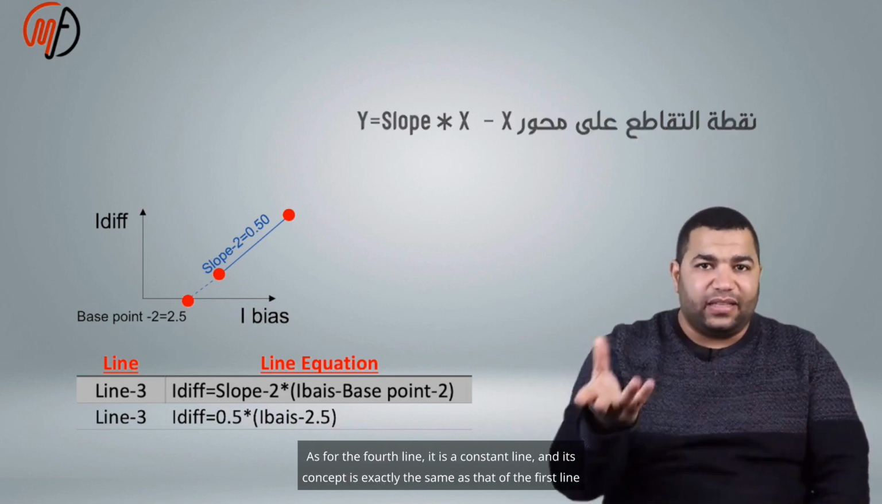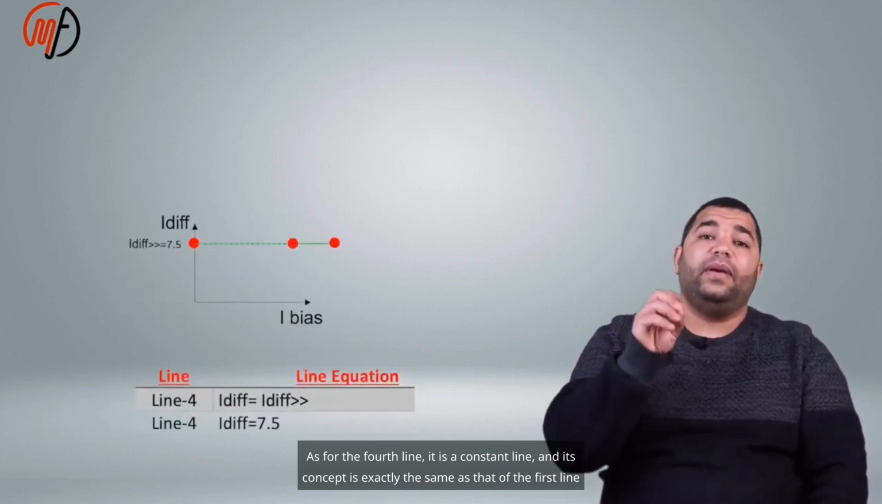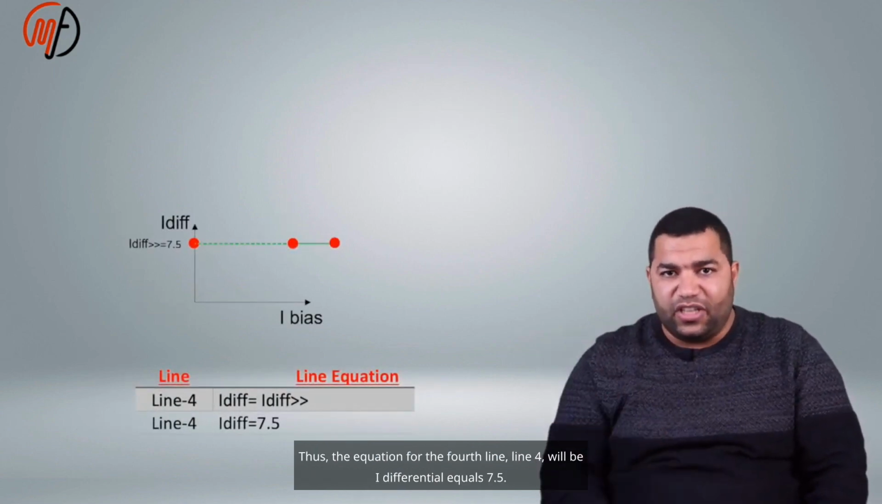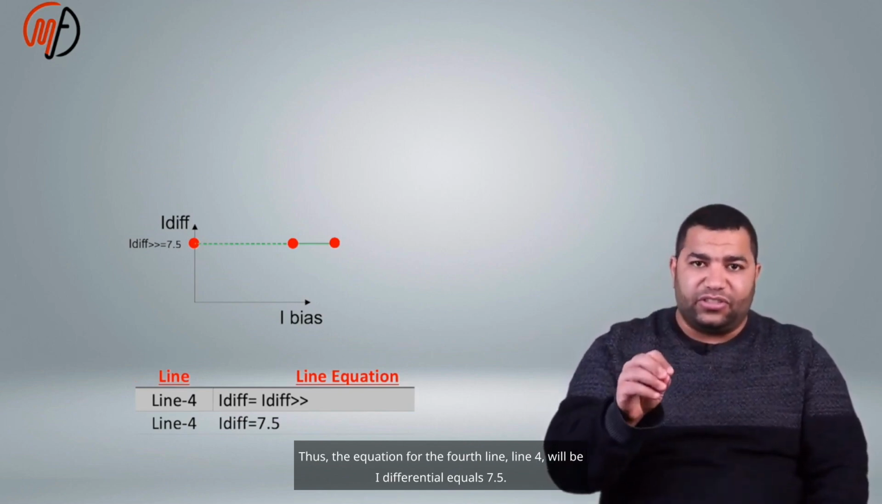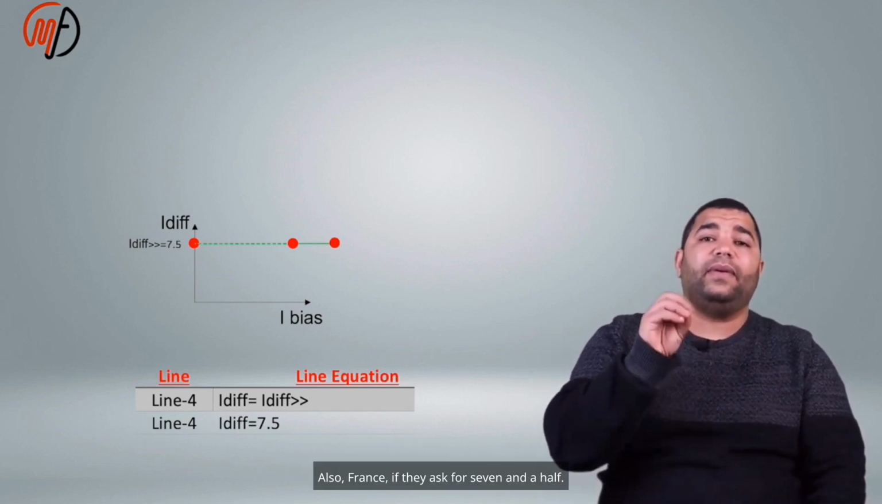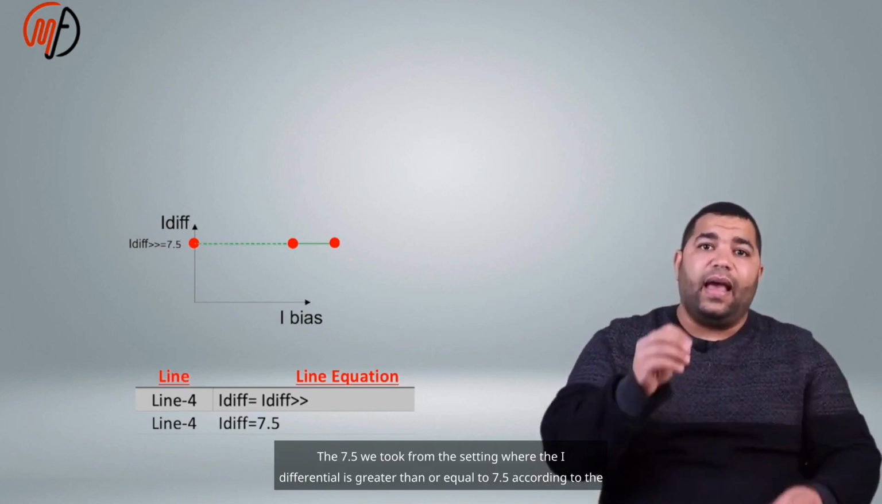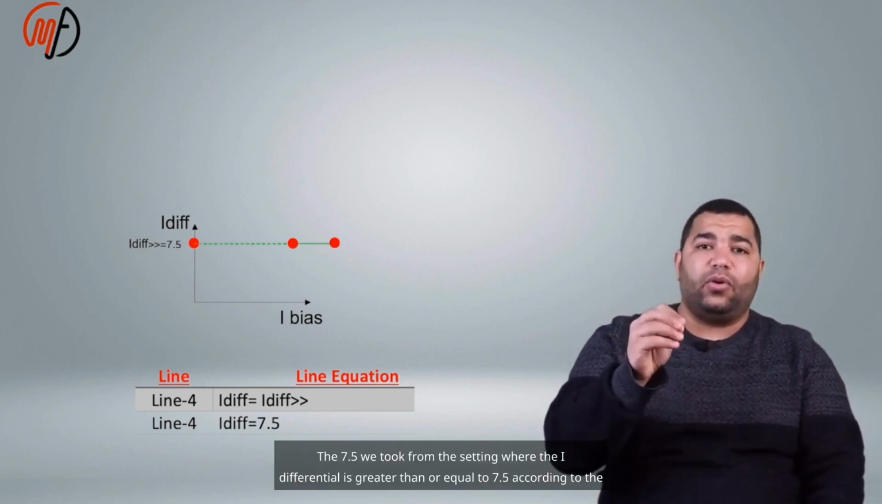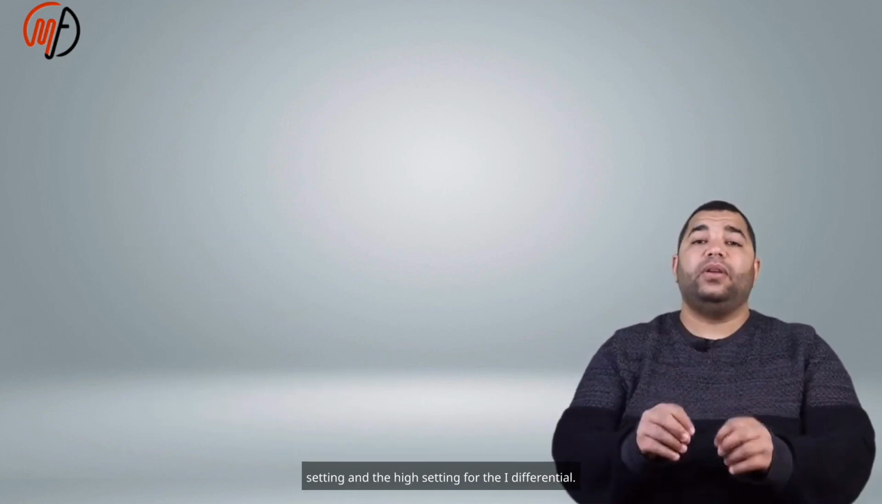As for the fourth line, it is a constant line, and its concept is exactly the same as that of the first line. Thus, the equation for the fourth line, line 4, will be I differential equals 7.5. Also, friends, the 7.5 we took is from the setting where the I differential is greater than or equal to 7.5, according to the high setting for the I differential.